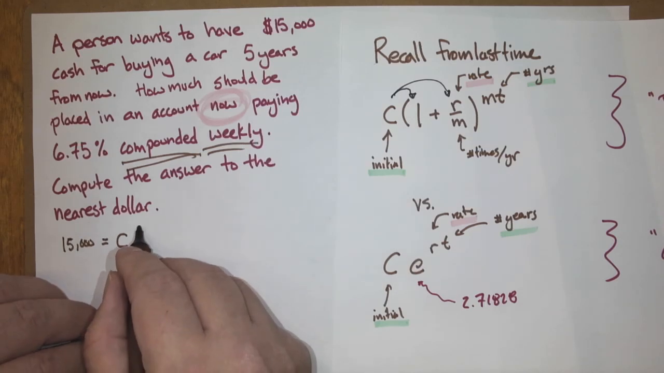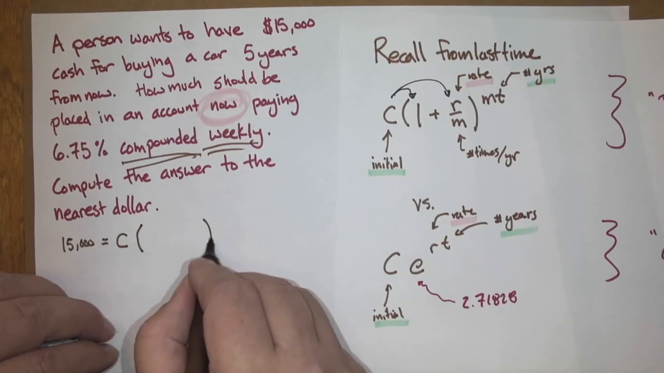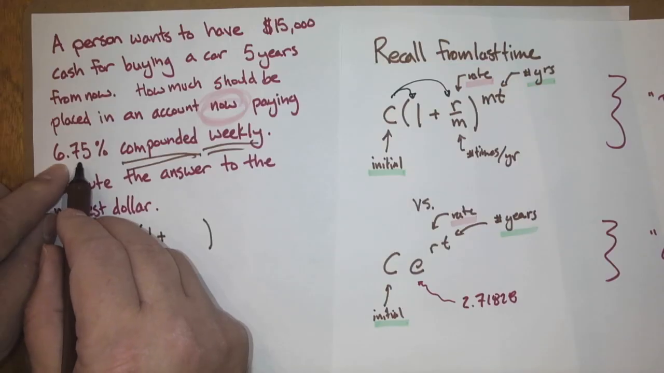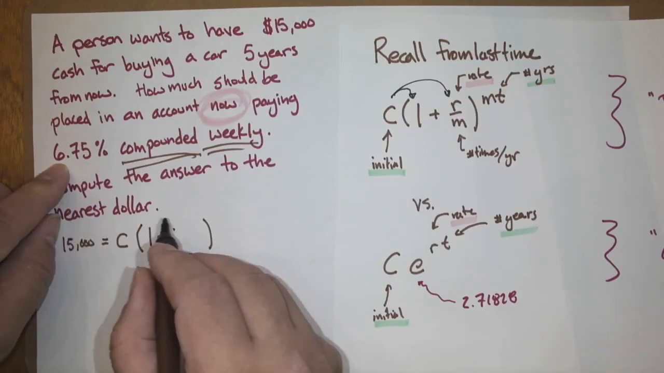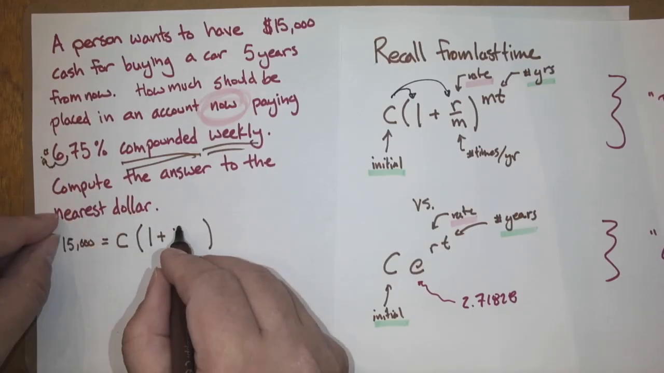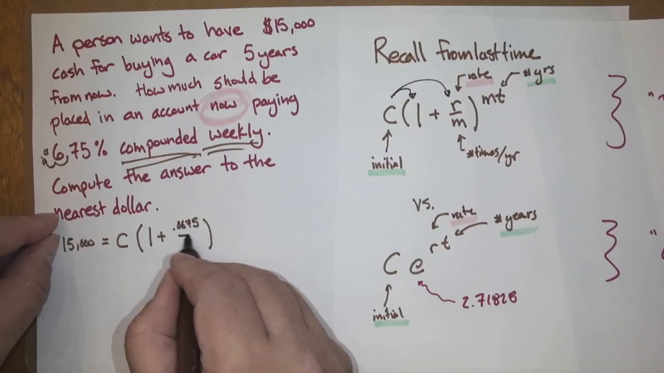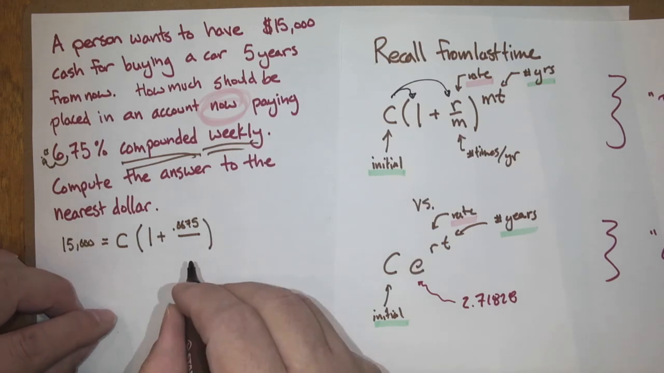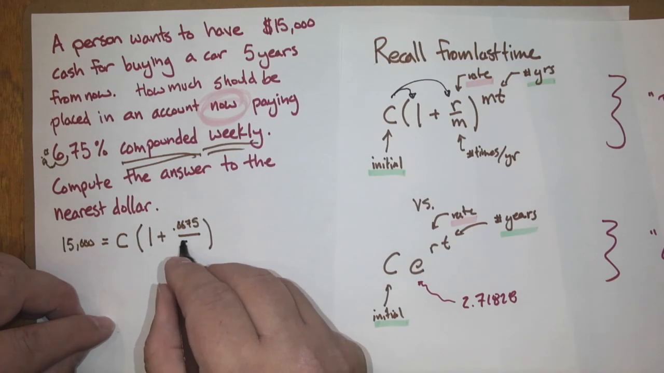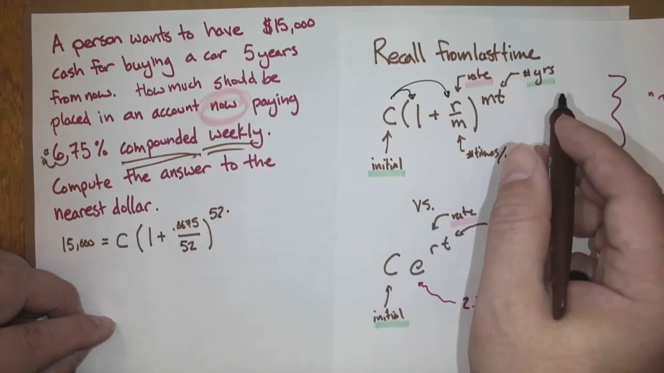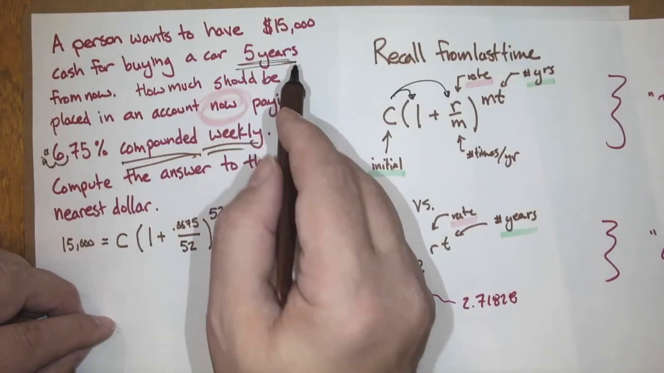And now we just go through and put all these pieces together. All right, 1 is 1. R, well, this is given to us as a percentage, so we do our quick move the decimal place over 2. So it'll be 0.0675. M, number of times per year. What goes there? How many weeks in a year? 52. So M is 52. And number of years? Well, we see the word years here. It's 5.